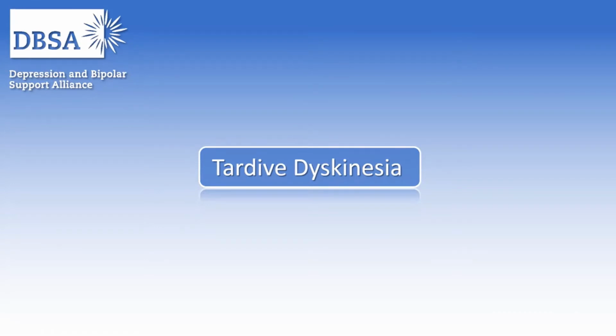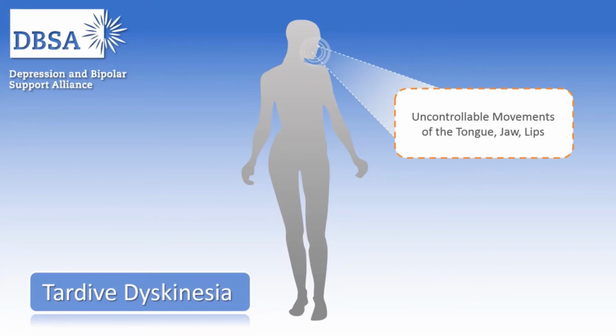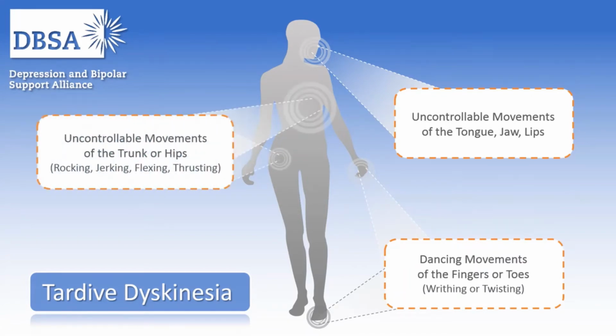Tardive dyskinesia is a condition that affects the nervous system and results in symptoms such as uncontrollable movements of the tongue, jaw, or lips, writhing, twisting, dancing movements of fingers or toes, and rocking, jerking, flexing, or thrusting of the trunk or hips.